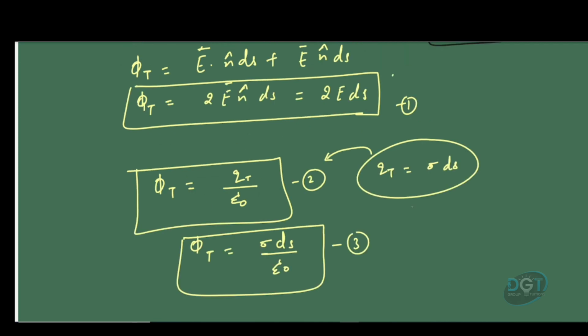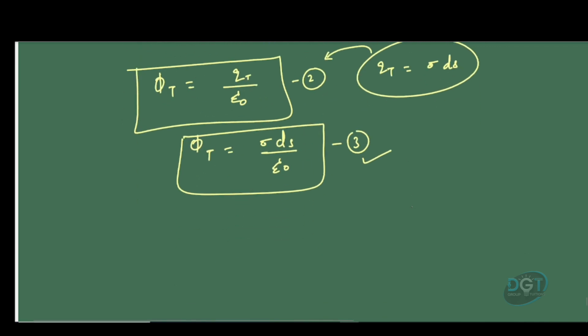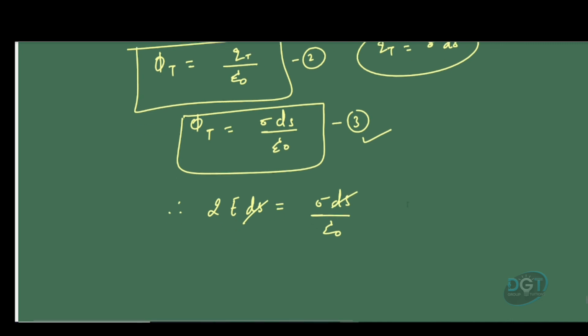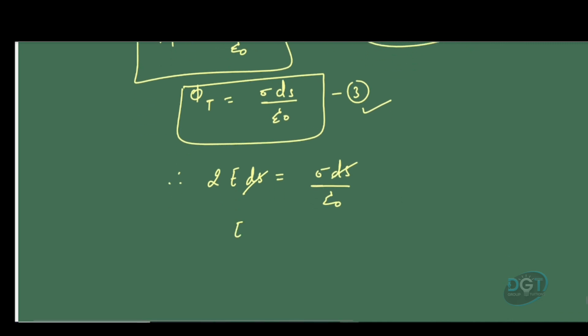As we can see, equation 1 is equal to equation 3, both representing the total flux. Therefore we get 2E ds is equal to sigma ds upon epsilon naught, and ds get cancelled, and we get E as sigma upon 2 epsilon naught. So this is the electric field due to a thin plane sheet which is uniformly charged and infinitely long using the Gauss theorem.